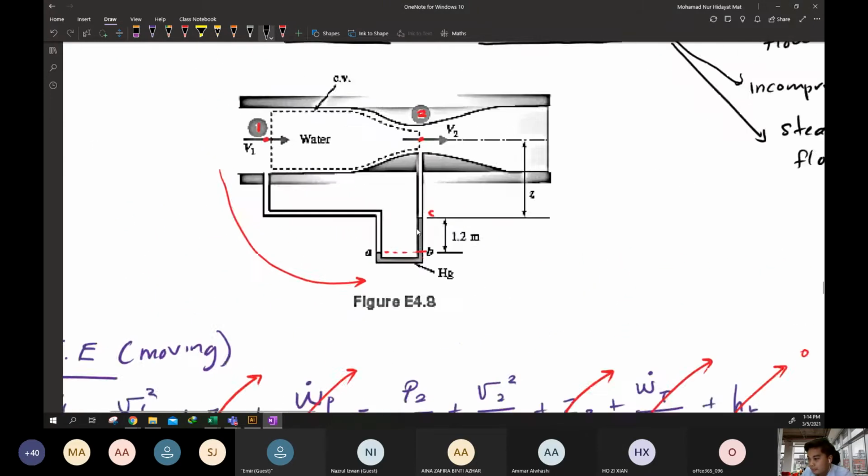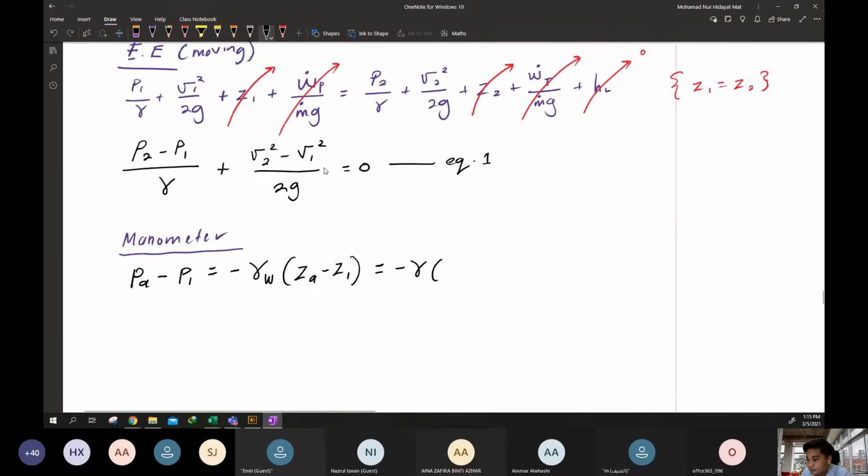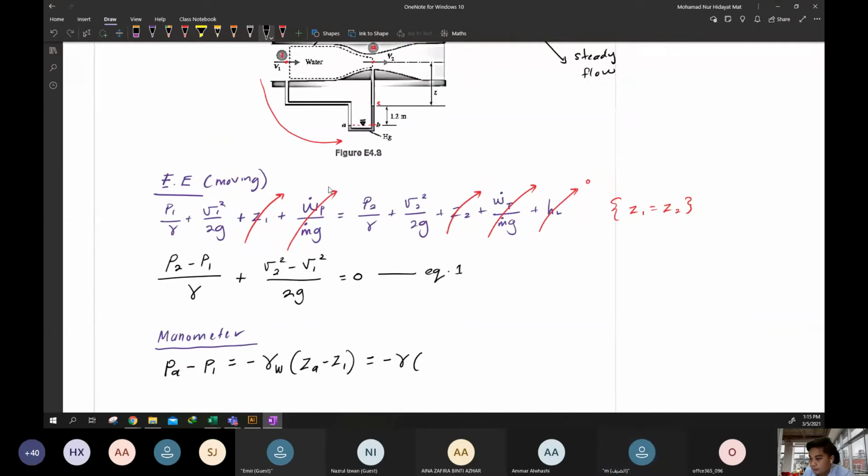First, we should set up the reference line. This is very important. Okay, let's say this is our reference line, yeah? From A to 1, what's the value? From A to 1, what's the height? What is the Z? What is the Z_1? 1.2 plus Z. Yes, perfect. 1.2 plus Z, we will have Z_1.